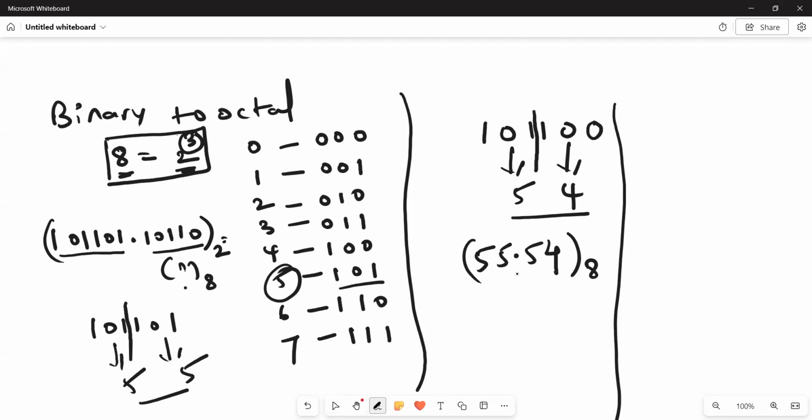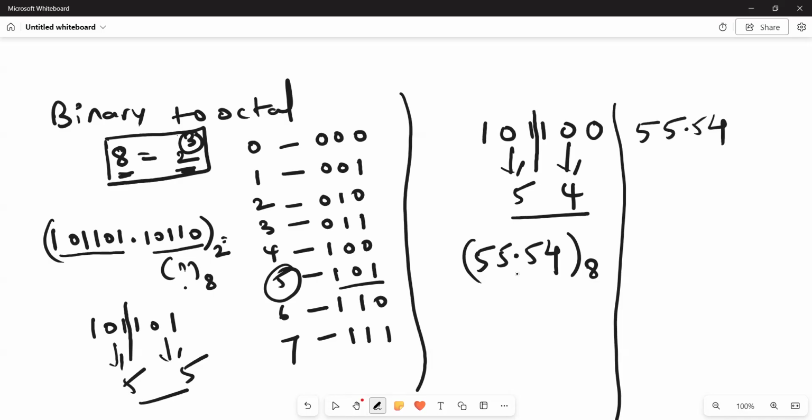Next, octal to binary. What is the conversion? In binary to octal, it is simple: if there is a string of ones and zeros, divide the entire data into groups such that each group contains 3 bits. For the integer part and the fractional part it is the same procedure, but the direction differs. The integer part goes from right to left, and the fractional part goes from left to right. So octal to binary is exactly the reverse process.